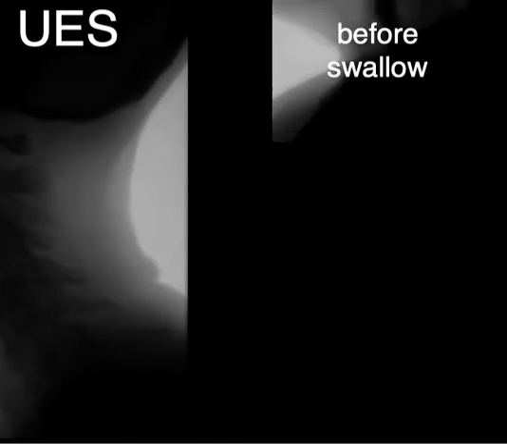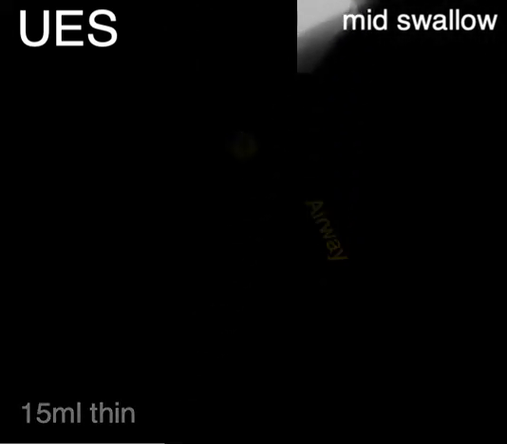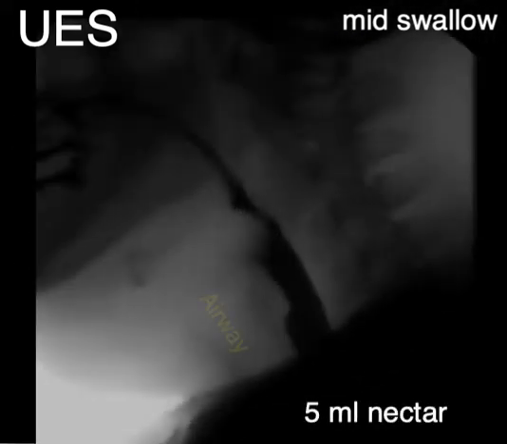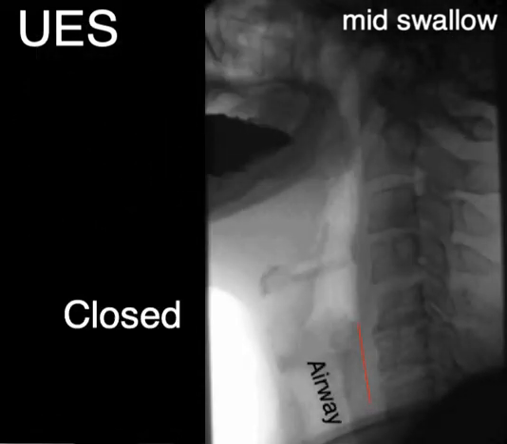Now let's look at an image mid-swallow of a 15 ml swallow. Notice the higher location of the hyoid and the wide opening of the upper esophageal sphincter region. Now let's look at another still image of a 5 ml nectar swallow. Now let's look at a downsampled video.